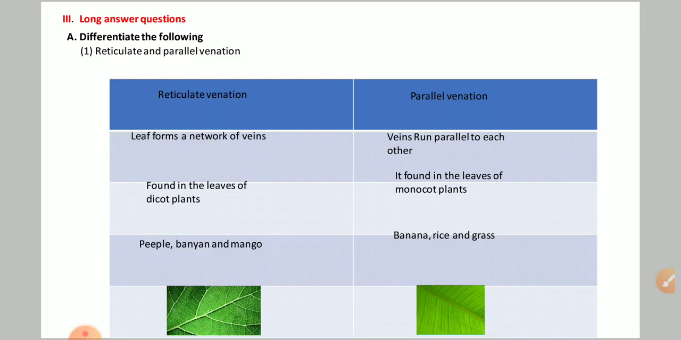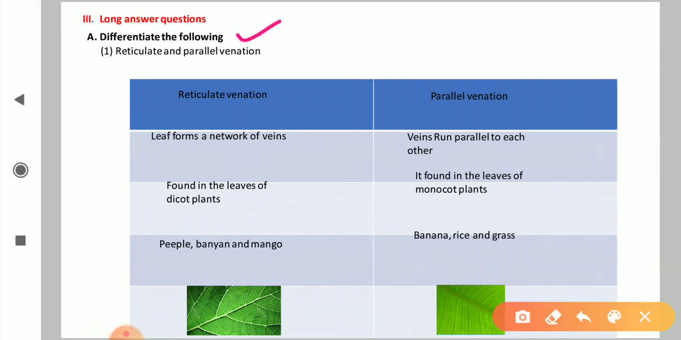Today we'll discuss the long answer type questions of Chapter 1 Biology, that is, The Leaf and the Flower, ICSE course, Standard 6. In our previous video we discussed the objective type questions and very short answer type questions. Today we'll discuss long answer type questions, that is, Question A: differentiate the following.